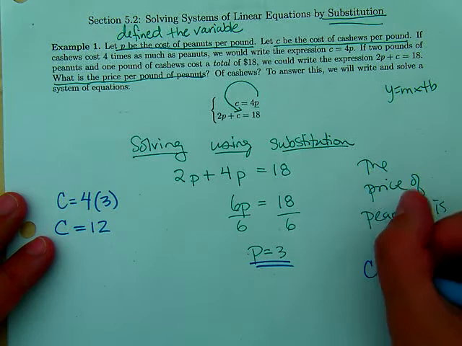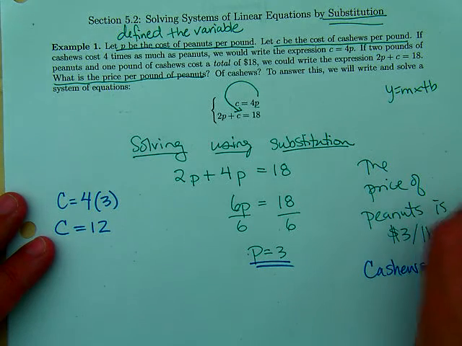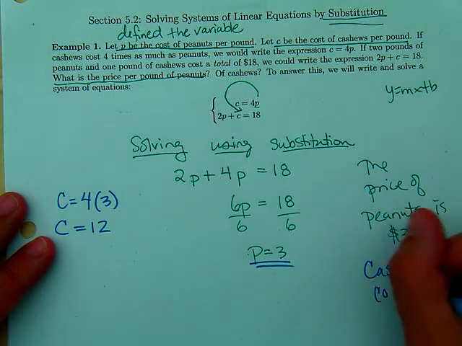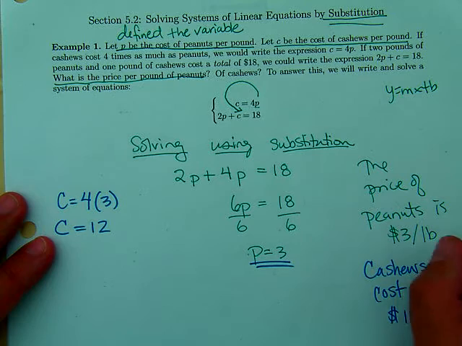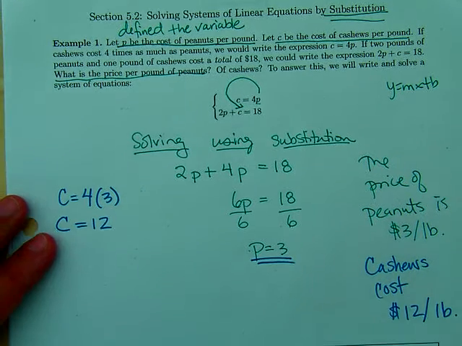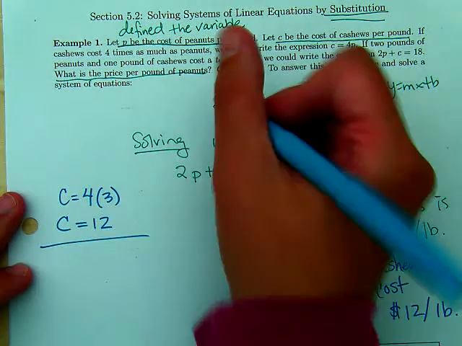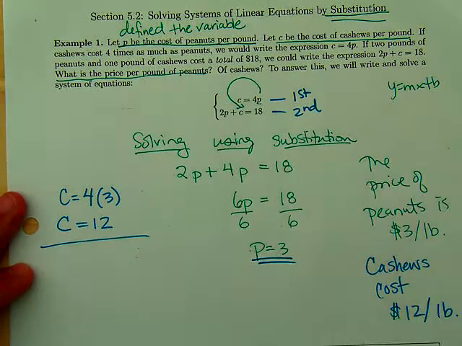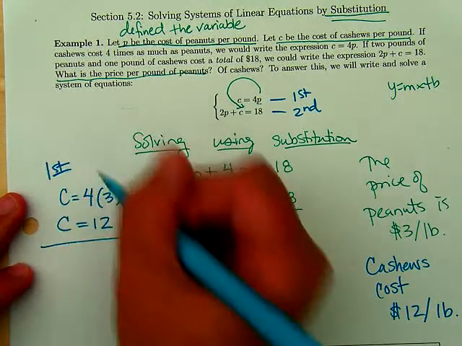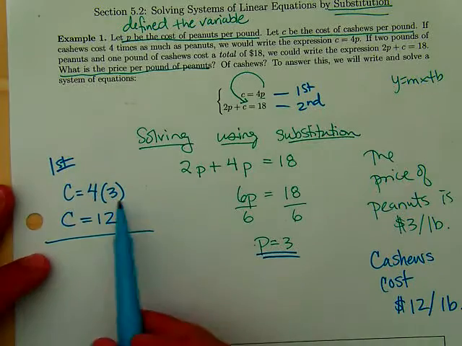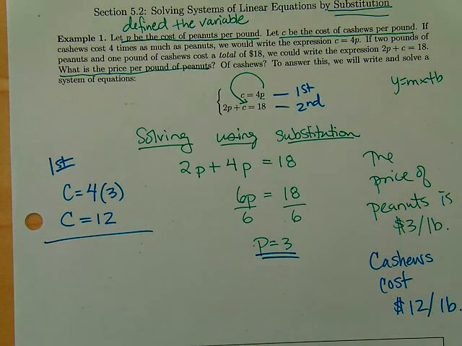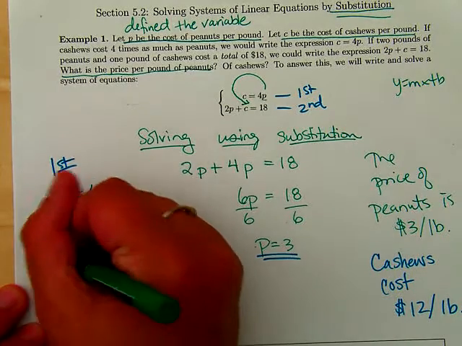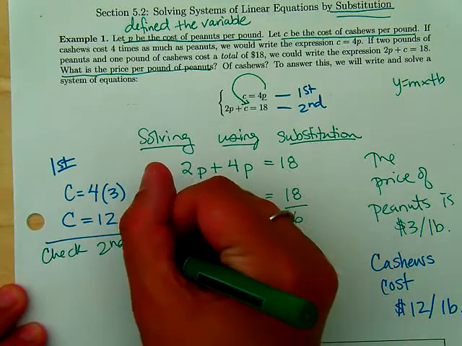Yeah, cashews cost $12 per pound. And now, since I used the first equation to find C, and I already know that 3 and 12 work, and I always tell you you need to check in both, I'll go ahead and do the check in the second equation.